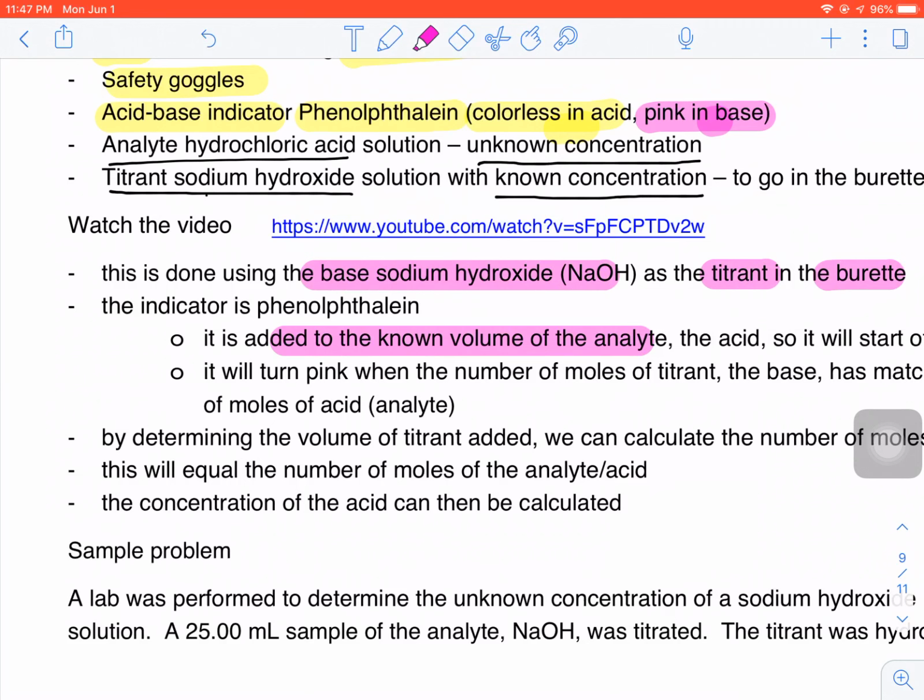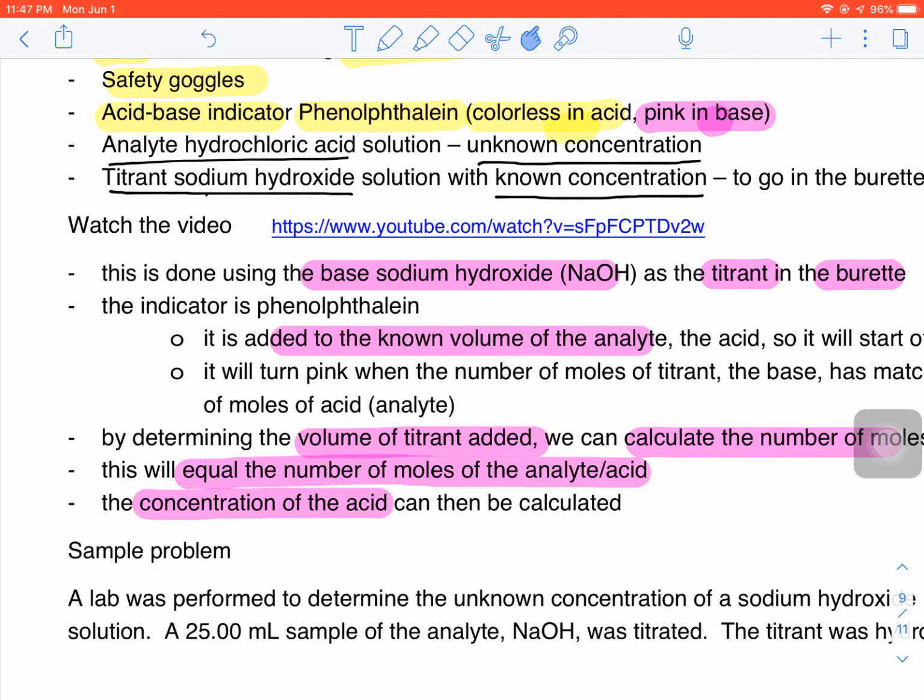Okay, so to determine the volume of titrant added: once I know the volume of titrant that we've added, I can calculate the number of moles, and then I can use that to determine the number of moles of the analyte, which is the hydrochloric acid. And then once I know n, I can find the concentration of the acid, which is why we did the lab in the first place.